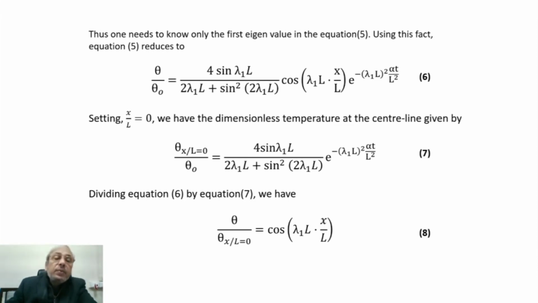Using this fact, equation 5 reduces to theta by theta naught equal to 4 sine lambda 1 L divided by twice lambda 1 L plus sine twice lambda 1 L, into cos lambda 1 L into x by L, multiplied by e to the power minus lambda 1 L square alpha t divided by L square. So this is, we can say, the final solution.